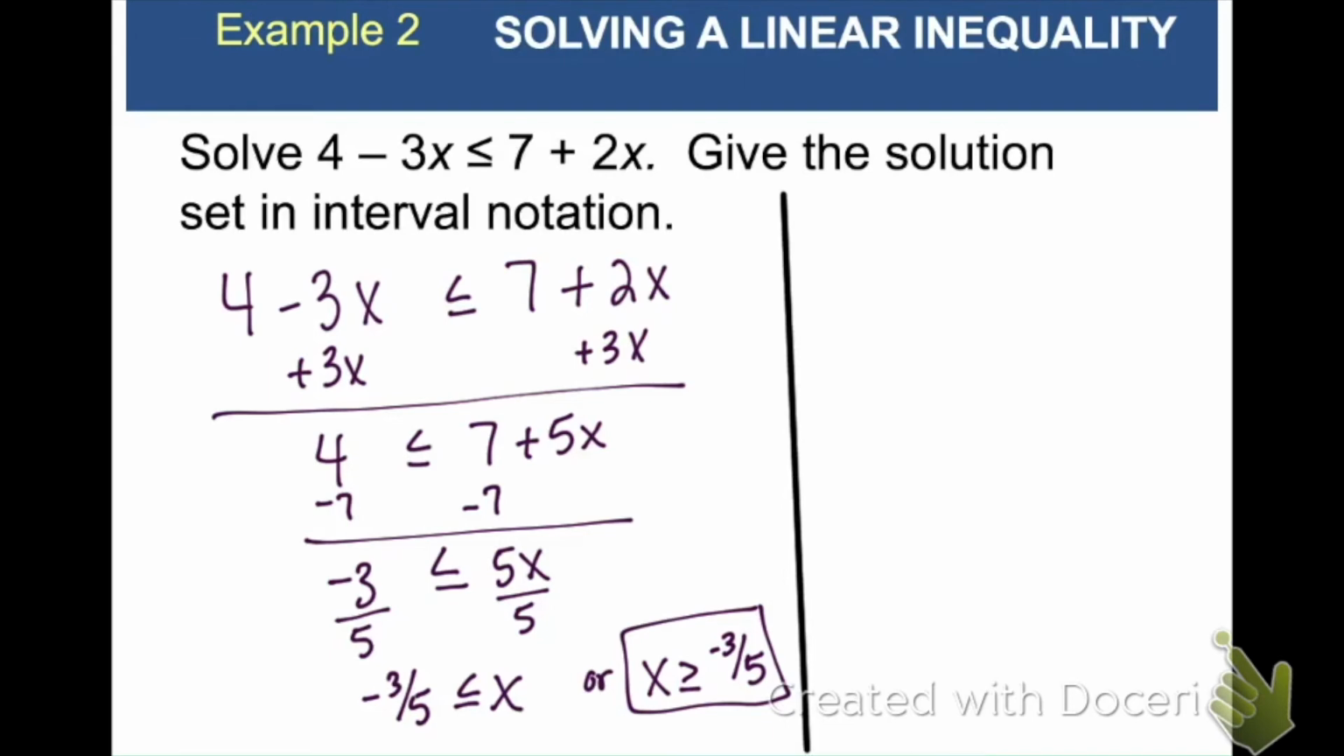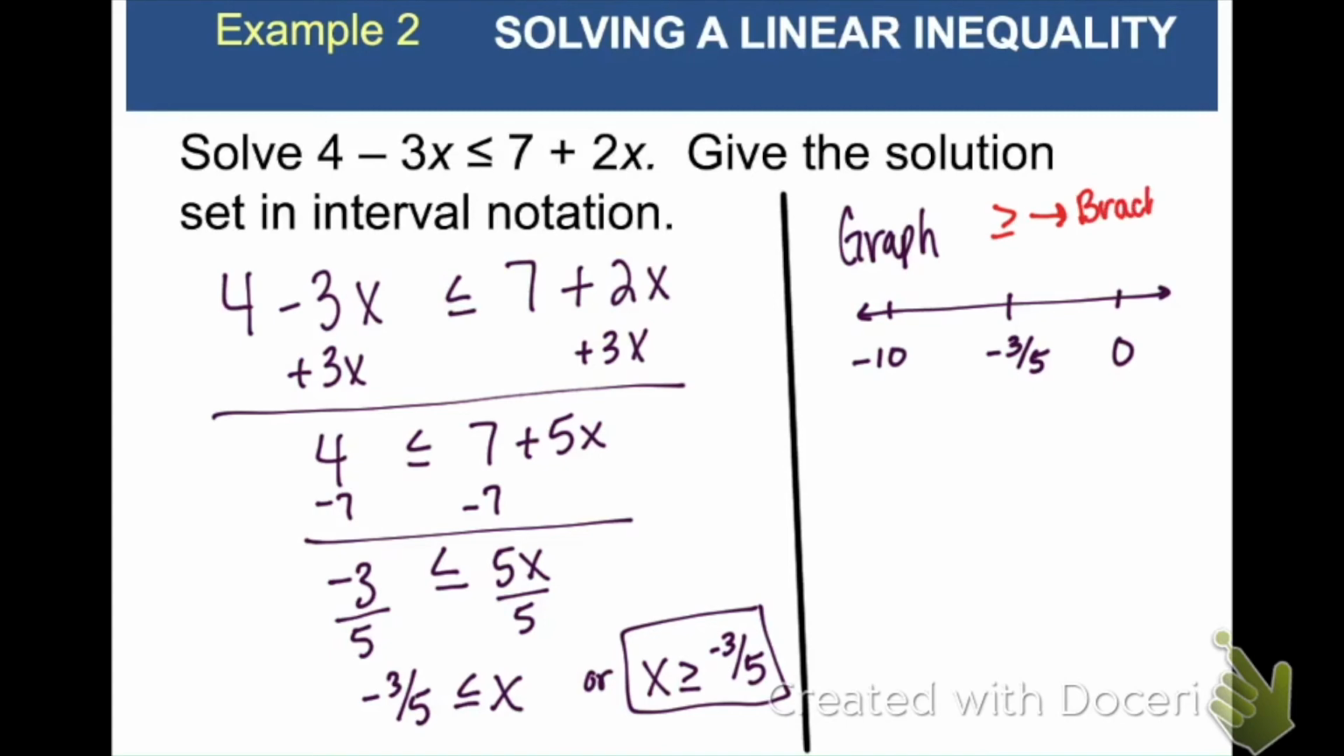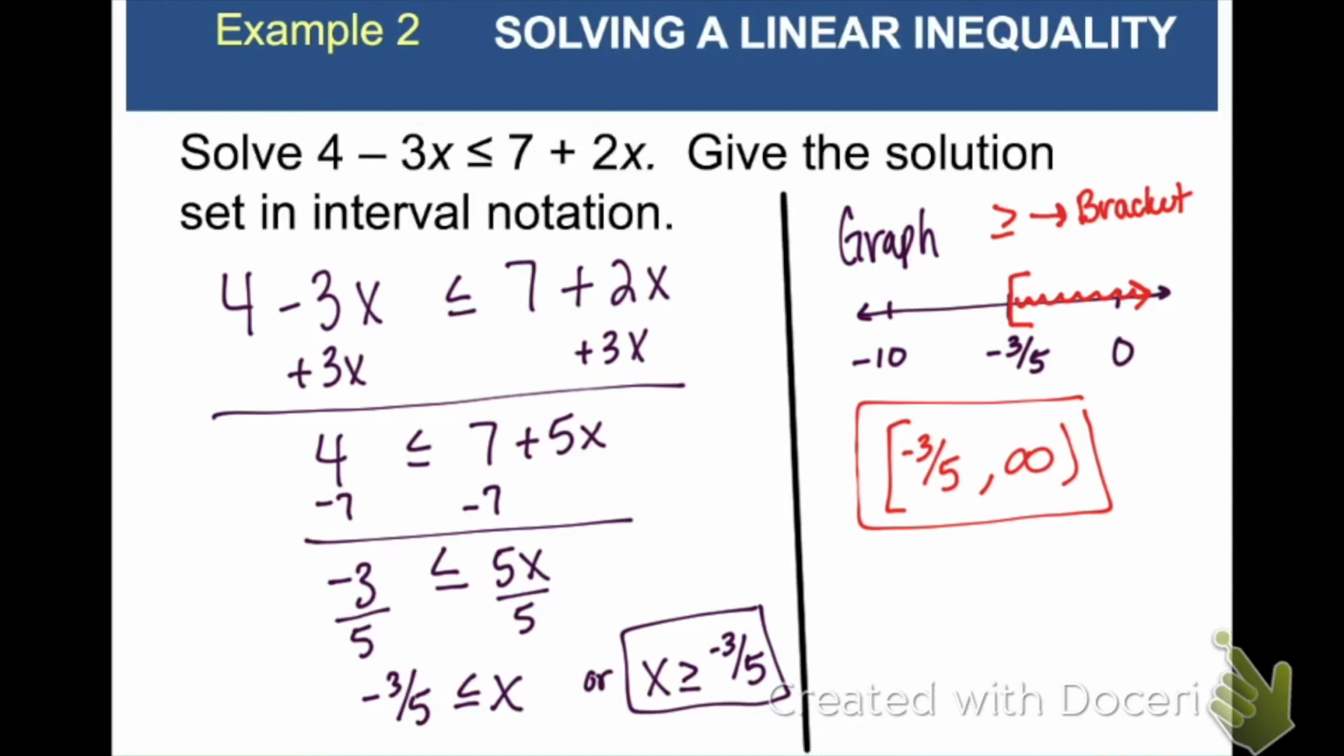So now I'm going to graph the solution as well as write it in interval notation. Sometimes graphing helps us write it in interval notation. So since I have greater than or equal to, I'm going to have to use a bracket here because we have the or equal to sign underneath. So bracket, and we have x is greater than negative 3/5, so I'm going to shade everything to the right. So my interval notation is bracket negative 3/5 comma infinity.